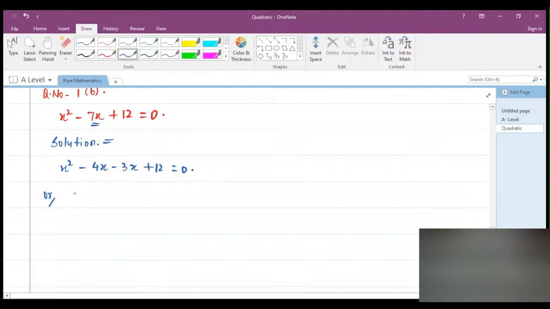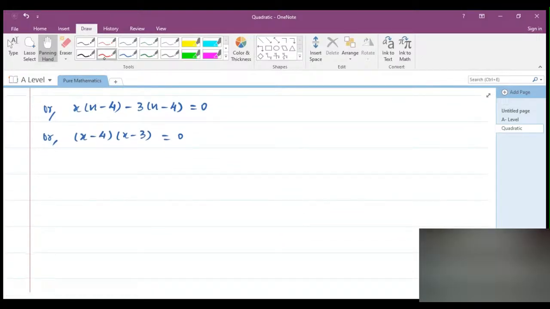So the next step will be x minus 4, and we take 3 as the common, then we get x minus 4 equal to 0, or here it will be x minus 4 into x minus 3 equal to 0.